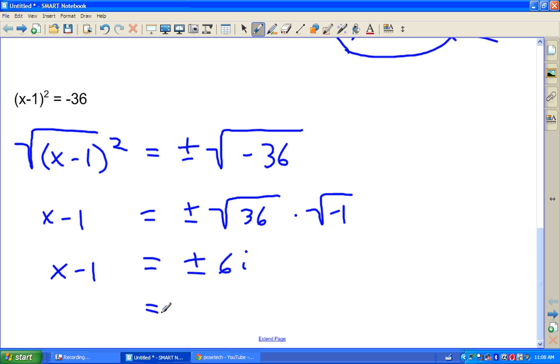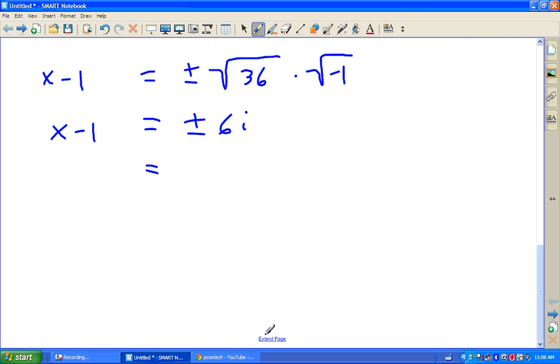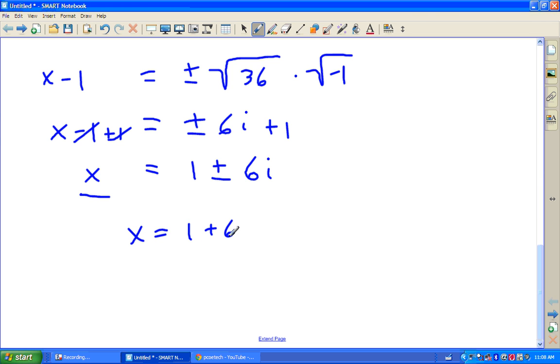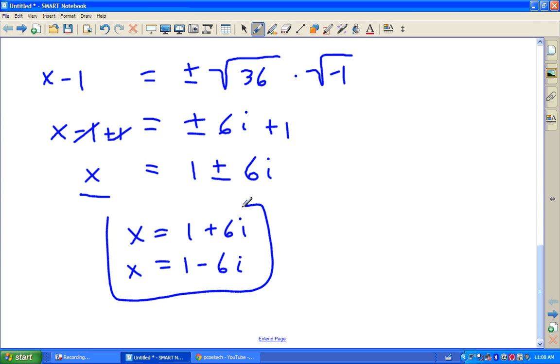But I'm not done yet. I've still got this -1 over here that I have to deal with. So now I'm going to add 1 to each side. So I'm going to go 1 plus or minus 6i. I added 1 to each side, so if I add 1 here, I've got to add 1 over here. These cancel, I'm just left with x. And I moved the 1 out front, but that's okay. I still have the 6i. So my two answers here are x equals 1 plus 6i and x equals 1 minus 6i, because of the plus or minus. There's my two answers for that one.